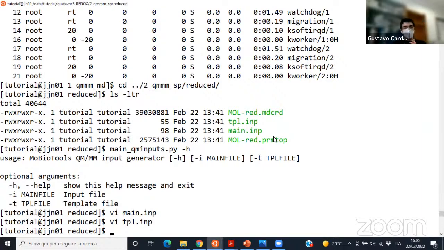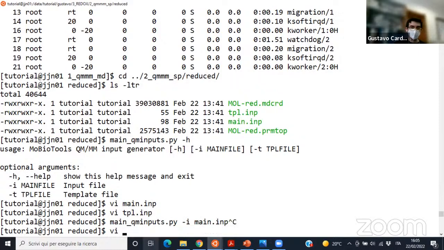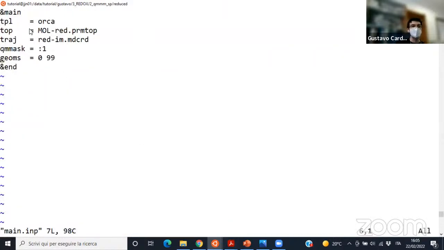So what do we do at this point? We have seen the main input and the template. Let us now generate the inputs. So how do we call the program? As before, main QM inputs.py minus I. So the input is going to be called main. Yeah, sorry, just one thing. In the PDF, I think the main.imp is called MD instead of mol. I corrected it in the input files that I have provided you, but nonetheless, please bear this in mind.